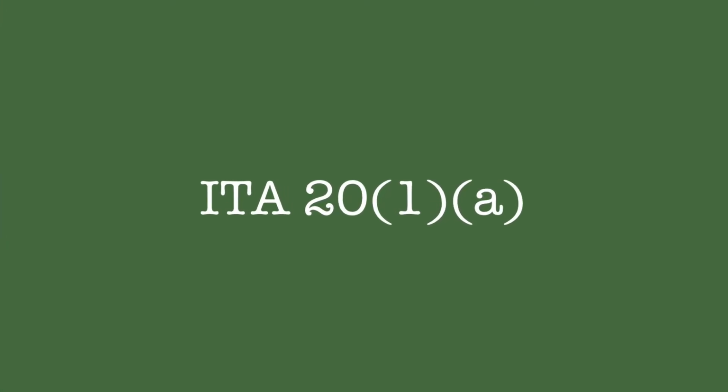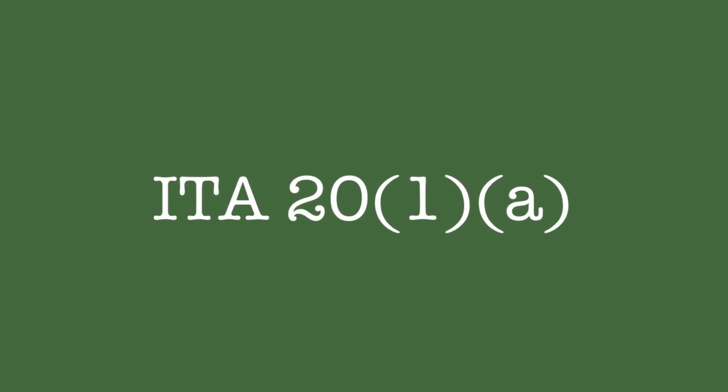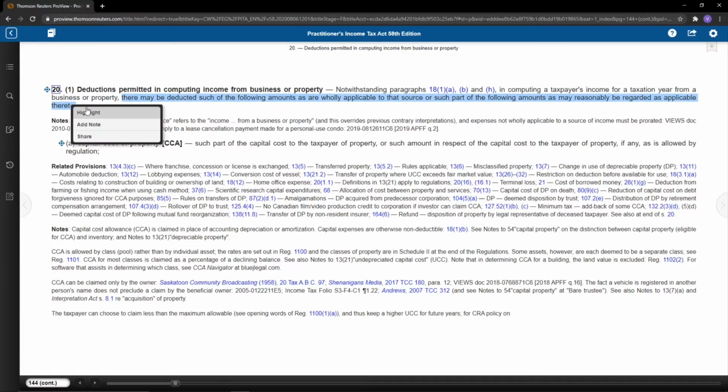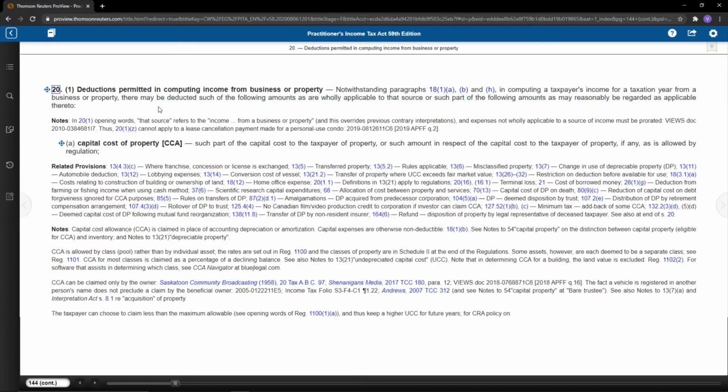We'll begin by navigating to ITA 20, subsection 1, paragraph A. Here we are in 20(1), and it says deductions permitted in computing income from a business or property. It eventually goes on to say that there may be deducted such of the following amounts as are wholly applicable to that source or such part of the following amounts as may reasonably be regarded as applicable thereto. In other words, the paragraphs that follow are going to describe the types of amounts that can be deducted when computing income from a business or property.